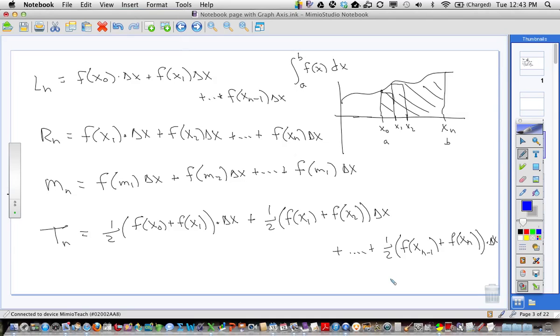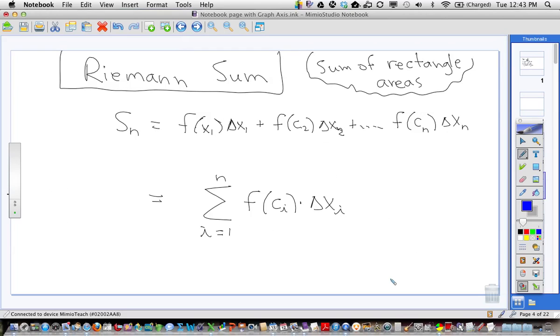Okay? Now, here's what we can write in our notes as far as Riemann sums. Except I have one mistake in here I need to fix.